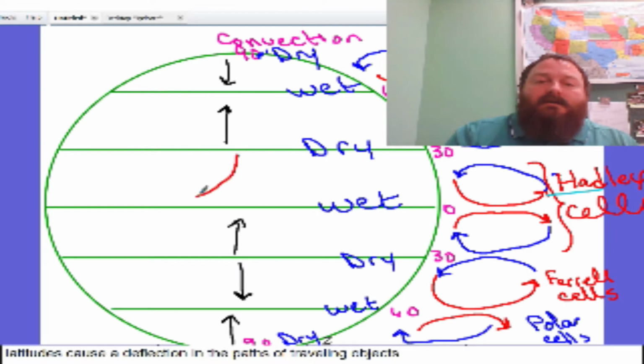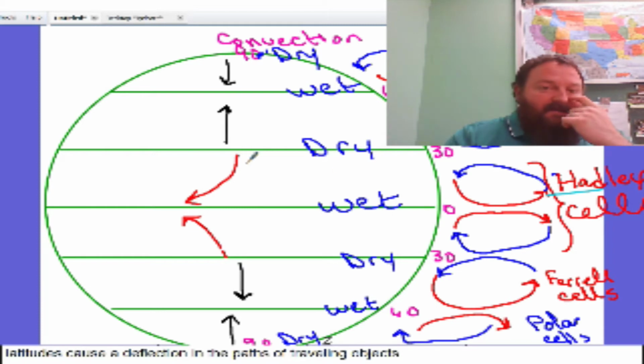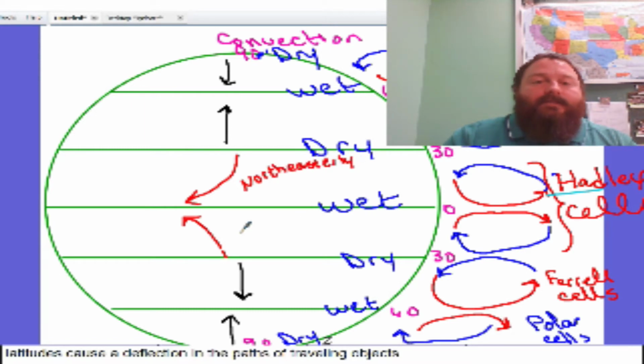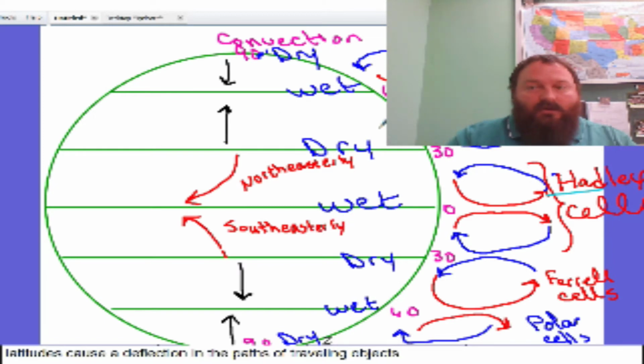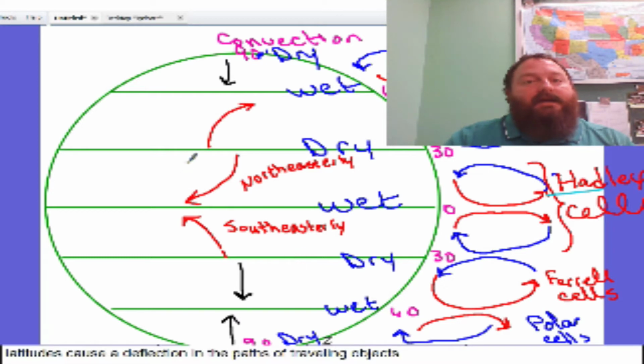So from 30 to 0, my winds deflect off to the west. Since they're originating in the east and deflecting to the west, we always name them for their point of origin. So these are going to be my northeasterly trades. These will be my southeasterly trades. Now up here again, it should go from south to north, but since I have the Earth spinning, it's going to deflect my winds off that way. They're originating in the west, blowing off towards the east, so these are going to be my westerlies.